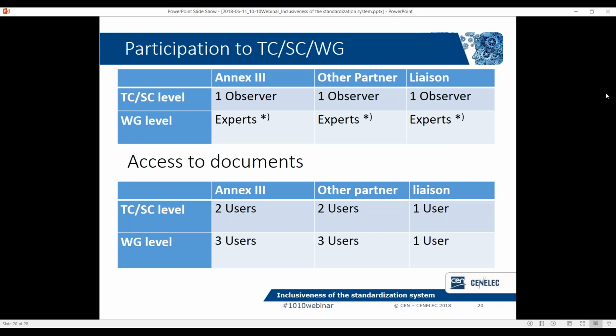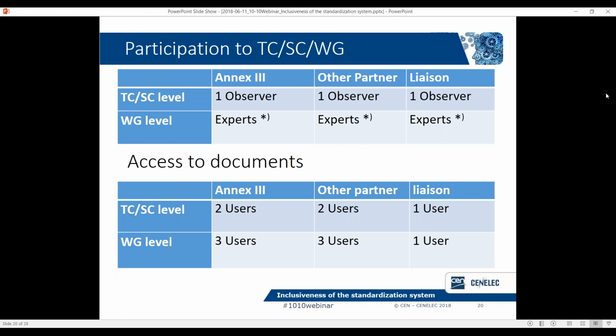Because of the difference between partner organizations, Annex 3 partner organizations and liaison organizations, it is not always clear, so I added an additional slide on access. We see that each of them can send one observer to TC and subcommittee meetings. For working groups, there is no maximum number indicated in the internal regulations, so we leave it up to the convener to decide how large the group can be to keep it manageable.